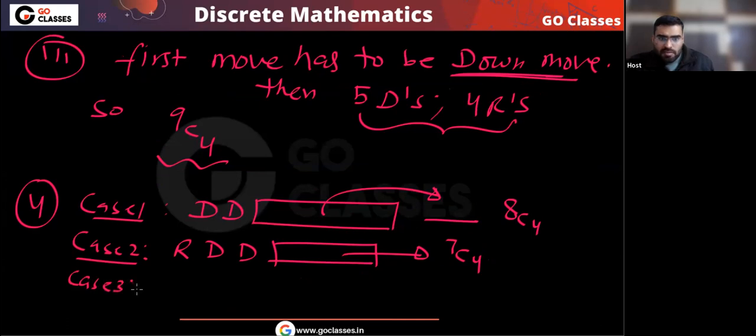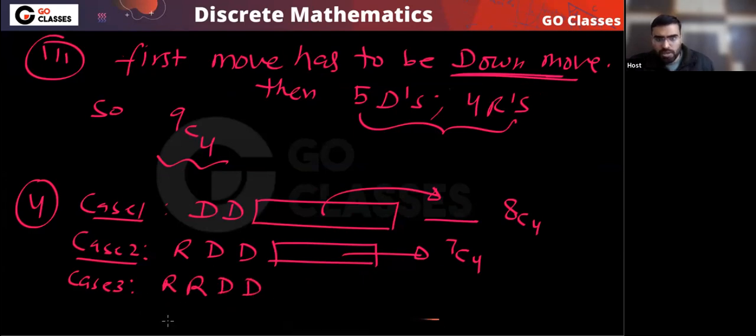Now case 3. What is that? You make a right move, then you make a right move, then you make a down move. Now it has to be down. Now it has to be down. Okay. In this situation, what is the answer? Right move you make, then down move you make. Now it has to be down.